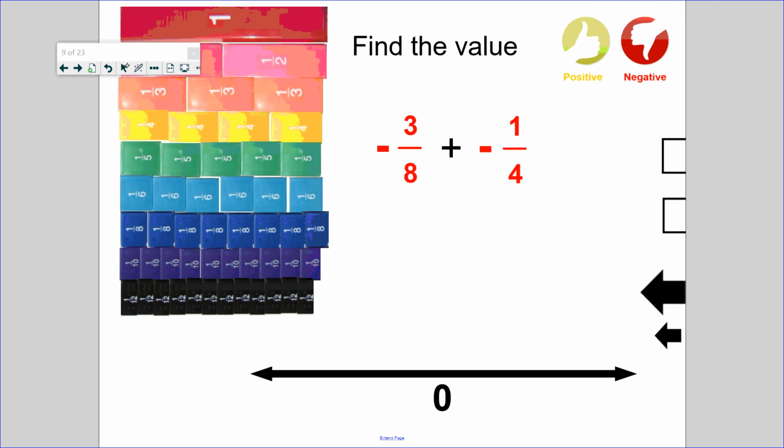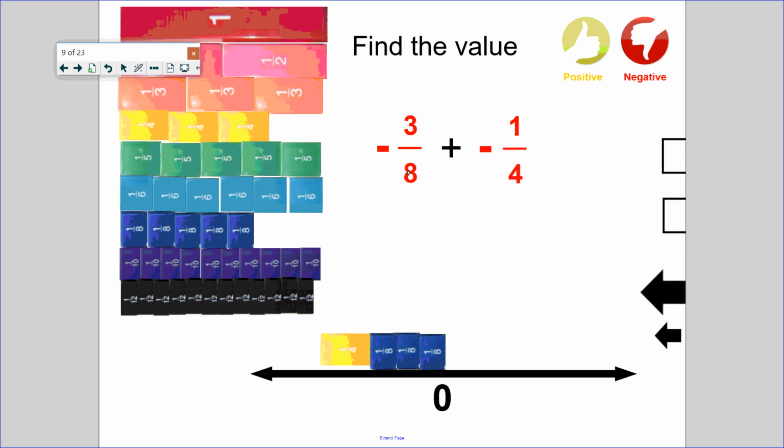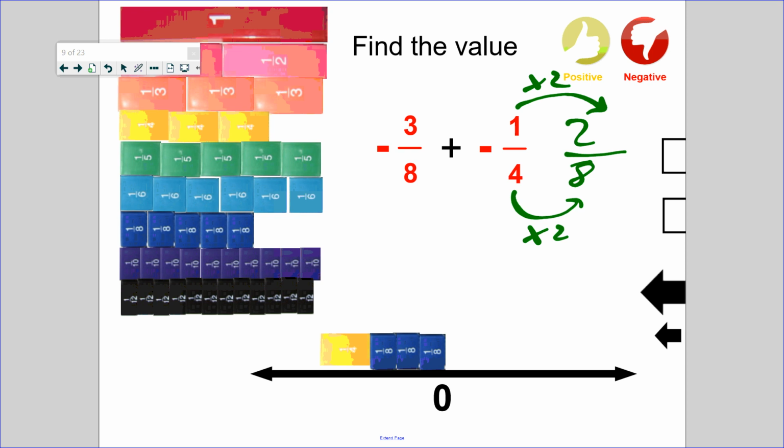Next one. You have negative 3/8 plus negative 1/4. Will it go right or left? Hopefully you say left. So the answer will be negative. But I want to find a more exact answer now. What least common denominator do 8 and 4 share? 8. What's the relationship from 4 to 8? Times 2. So I can exchange 1/4 with 2/8.